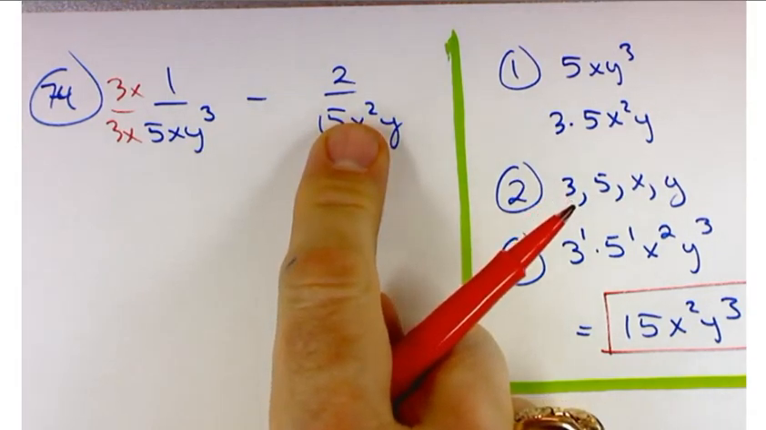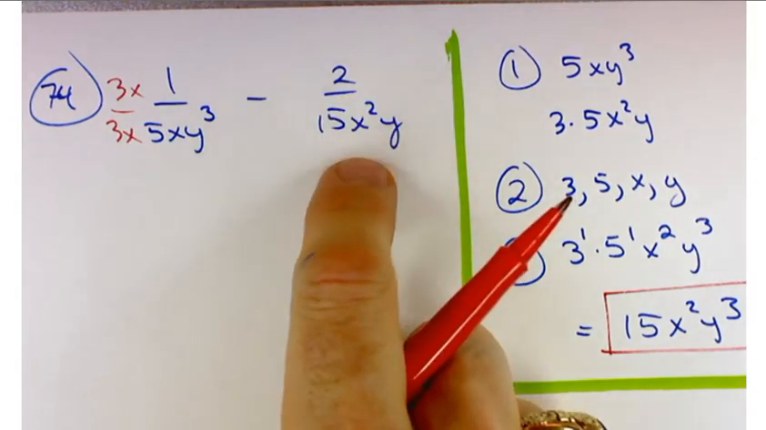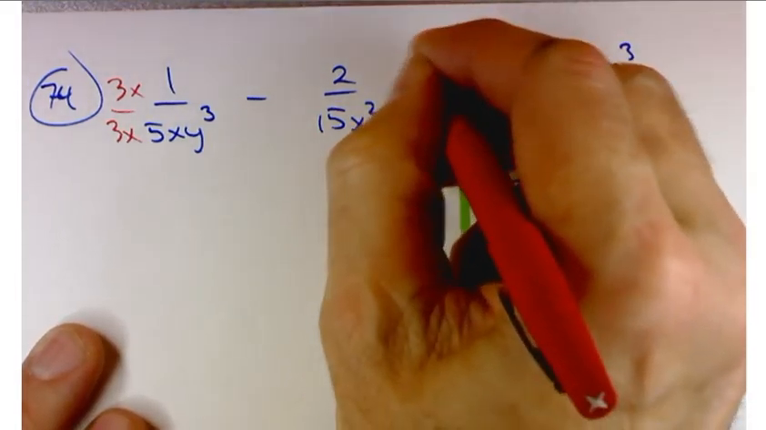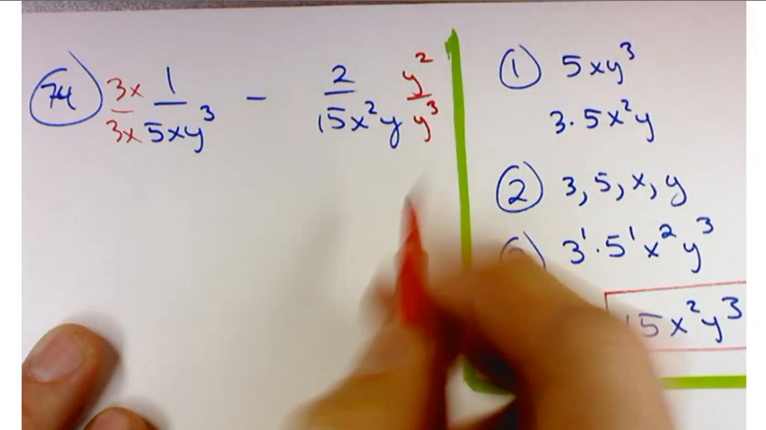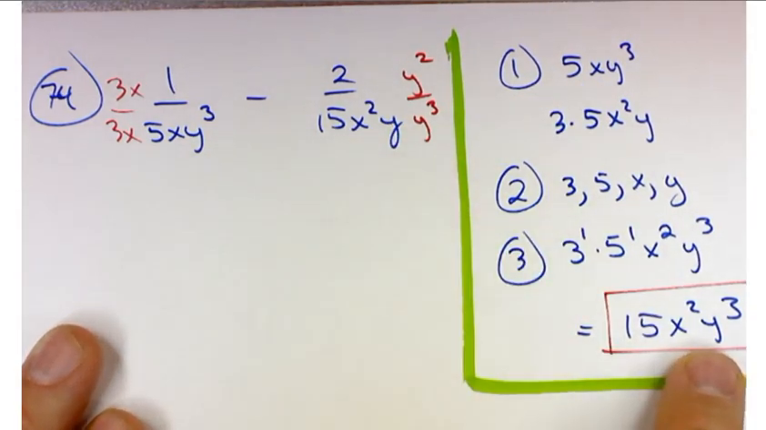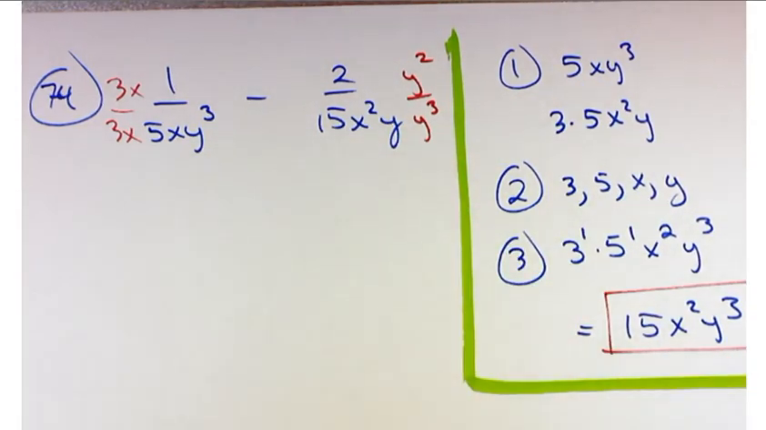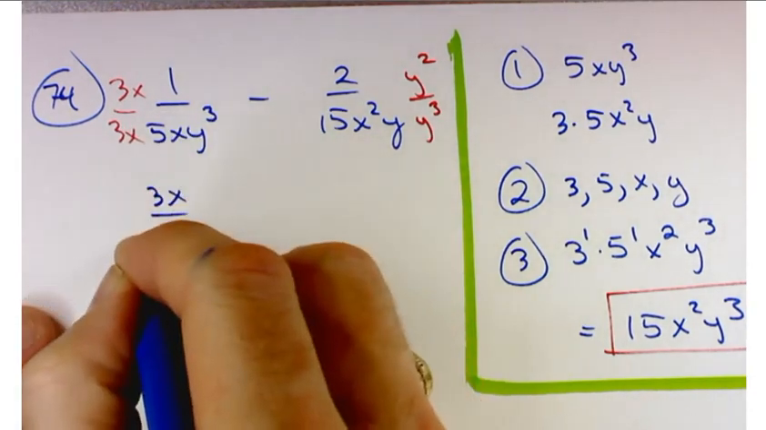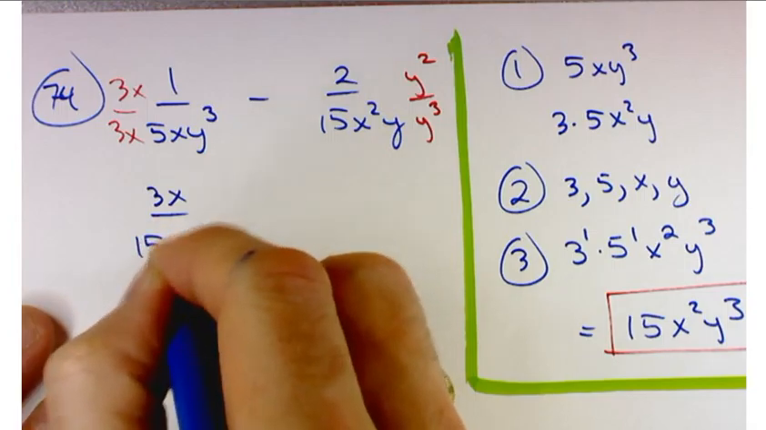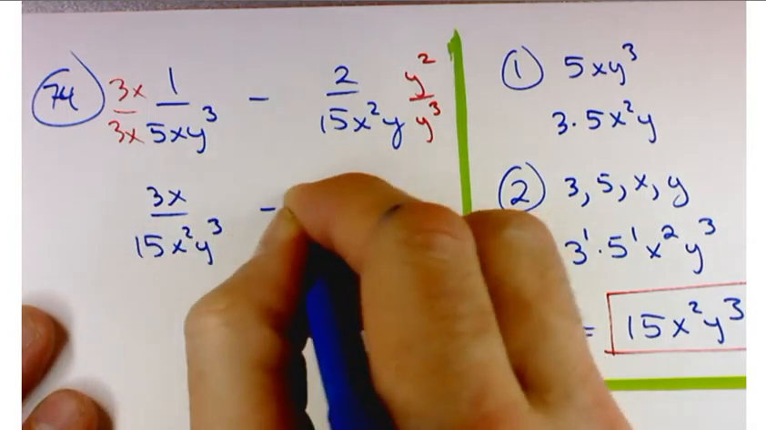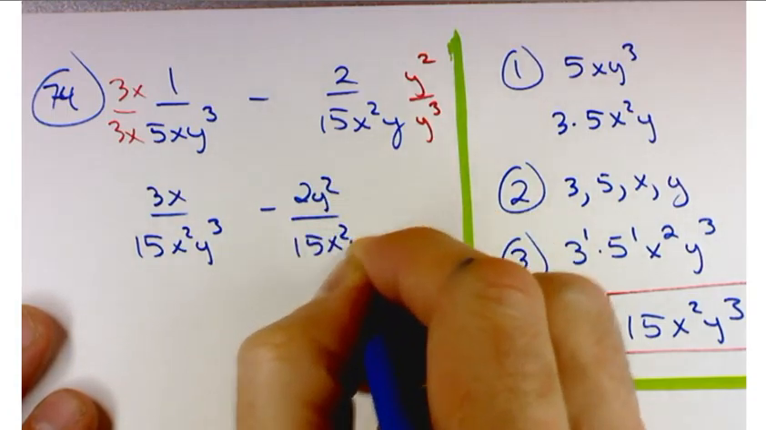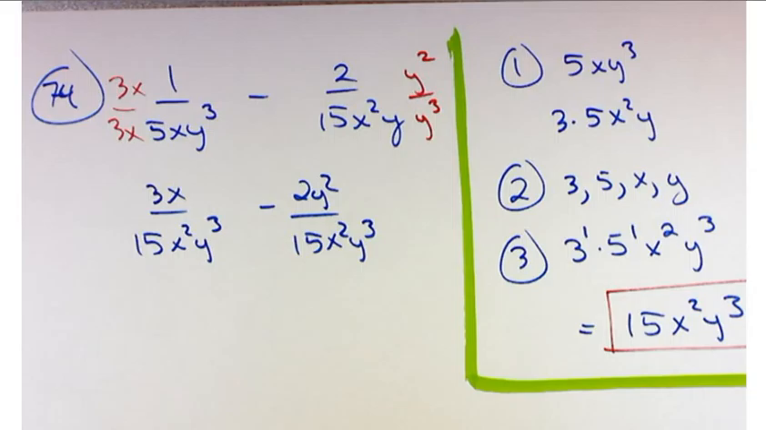How about for this one? What am I missing here? Yeah, multiply by a y squared. I need to get 2 more y's to have my LCD. So that gives me 3x over 15x squared y cubed minus 2y squared over 15x squared y cubed. Perfect. That's exactly what I needed.